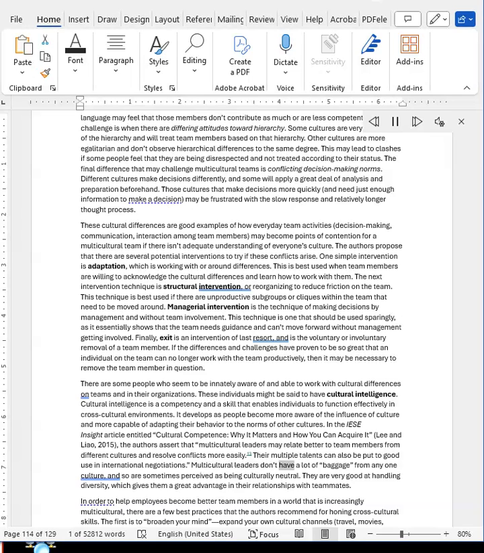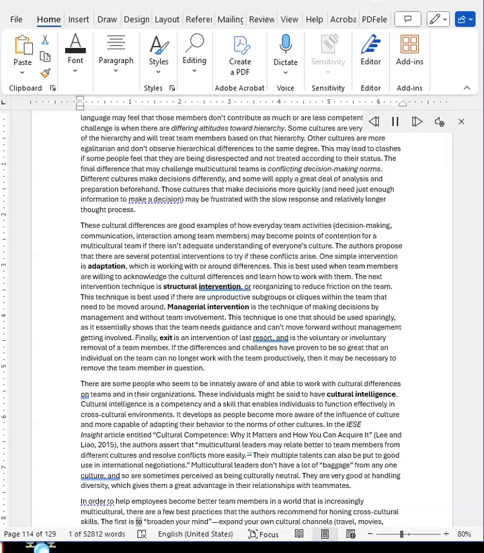Multicultural leaders don't have a lot of baggage from any one culture and so are sometimes perceived as being culturally neutral. They are very good at handling diversity, which gives them a great advantage in their relationships with teammates. In order to help employees become better team members in a world that is increasingly multicultural, there are a few best practices that the authors recommend for honing cross-cultural skills.